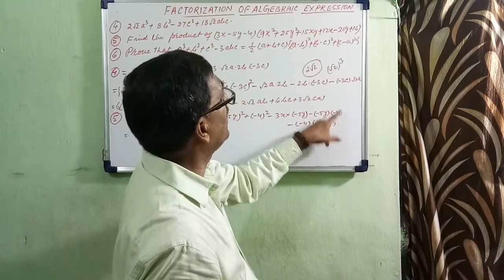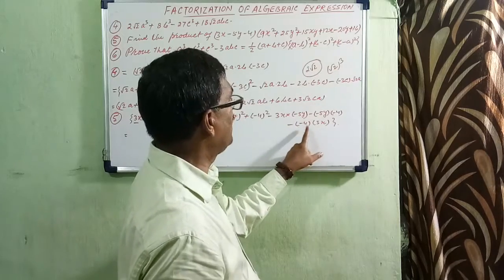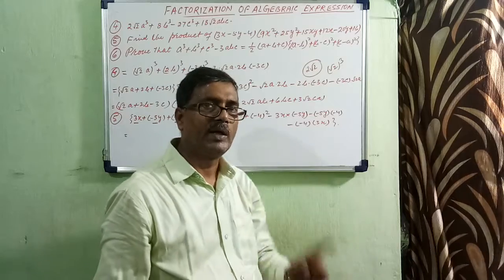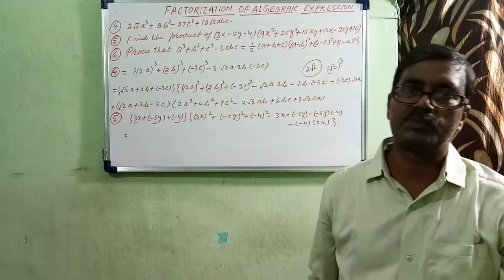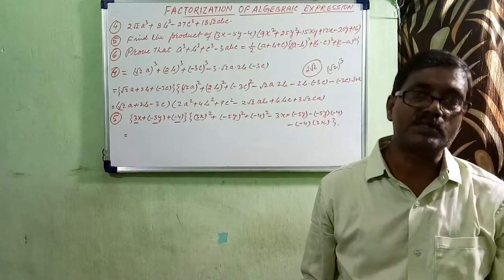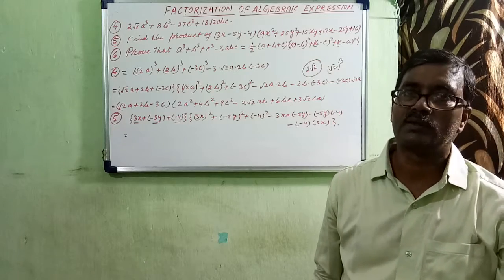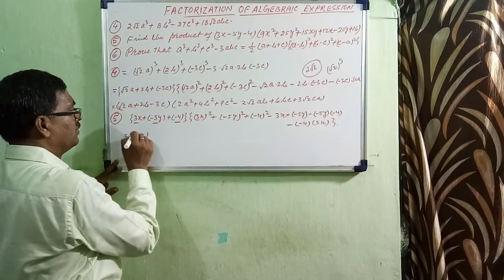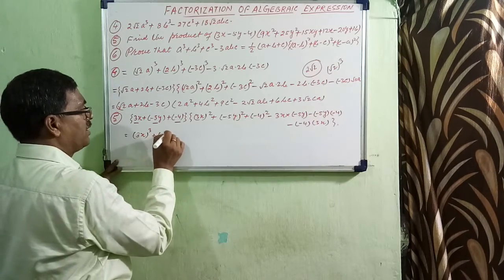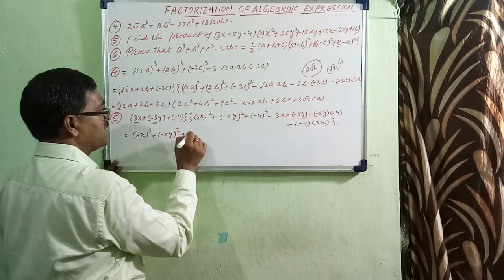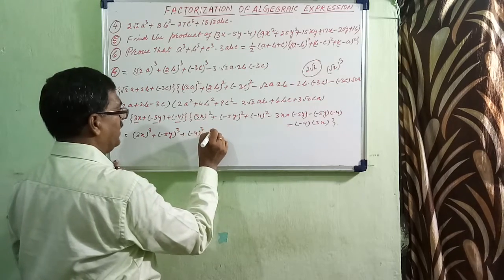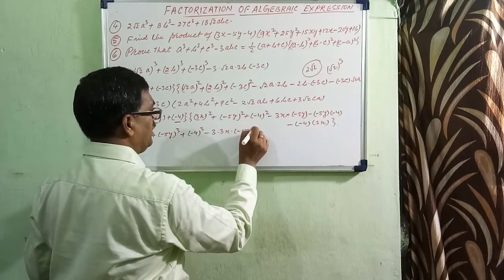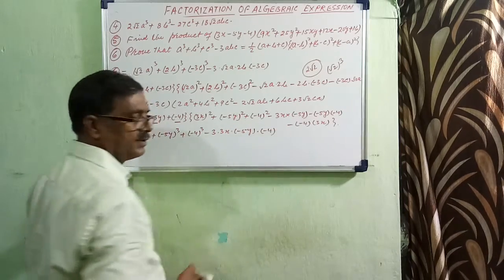Minus 20y, minus 20y, and plus 12x. So whenever you have the format (A plus B plus C) into (A square plus B square plus C square minus AB minus BC minus CA), what is the product? The product is A cube plus B cube plus C cube minus 3 into A into B into C.